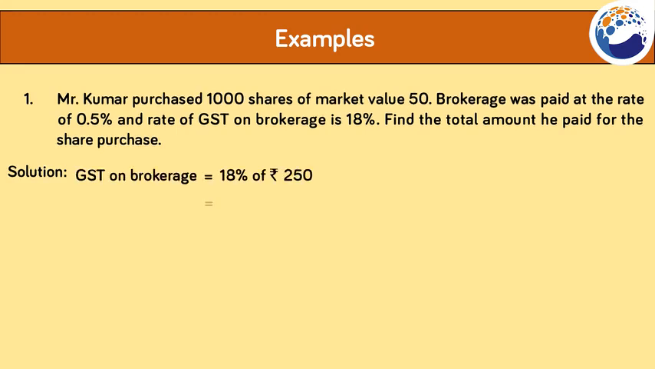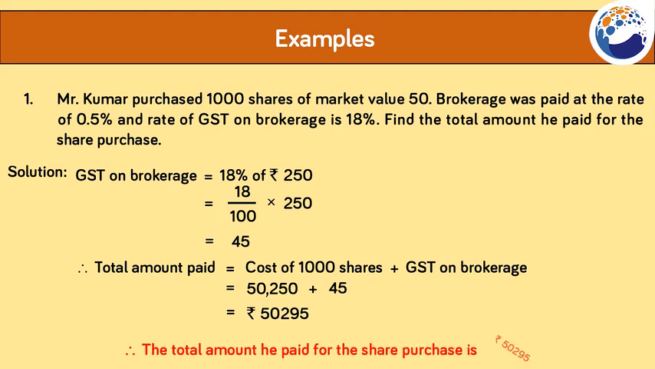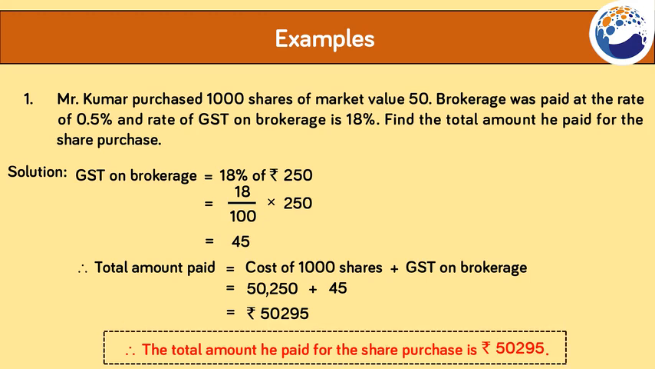GST on brokerage is 18% of 250 is equal to 18 upon 100 into 250 is equal to 45. Total amount paid is equal to cost of 1000 shares plus GST on brokerage is equal to 50,250 plus 45 is equal to rupees 50,295. Therefore, total amount he paid for the share purchase is rupees 50,295.